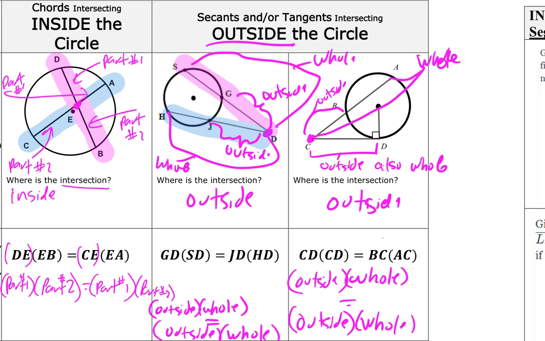Okay, so let's look at it right over here. We said CD times CD, so that's the outside of this one, right? Outside the circle times the whole thing is still the same thing, right? CD, CD equals this one. The outside is BC times the whole thing is AC. All right, so I know that sounds kind of tricky, but we'll just keep that in mind and we'll get right into some practice. All right, so let's do it.